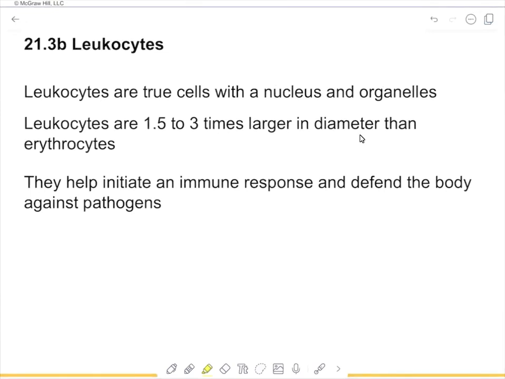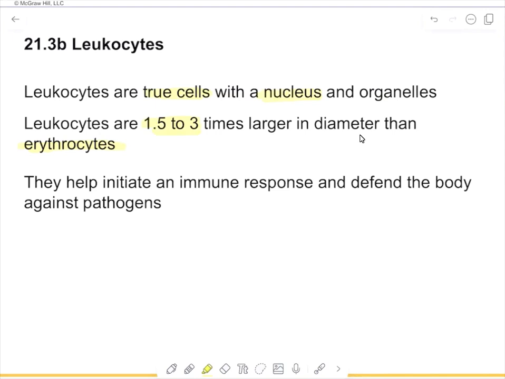The last part of this chapter is on leukocytes. Leukocytes are true cells because they have a nucleus as well as organelles. That's unlike the erythrocytes, which do not have a nucleus. The nuclei of the leukocytes tend to be 1.5 to 3 times larger than the erythrocytes, so they're more easily identifiable on a microscope slide, which we'll be seeing coming up.